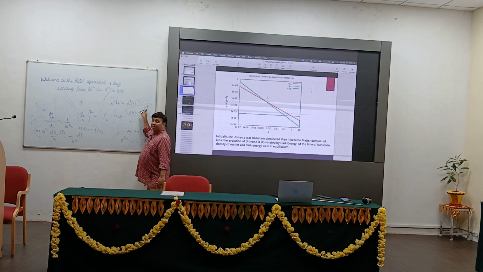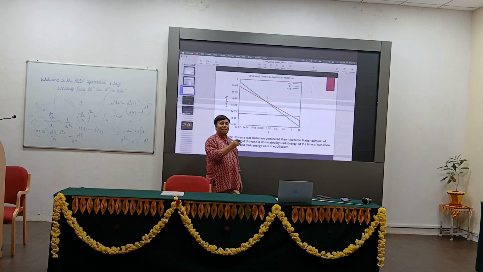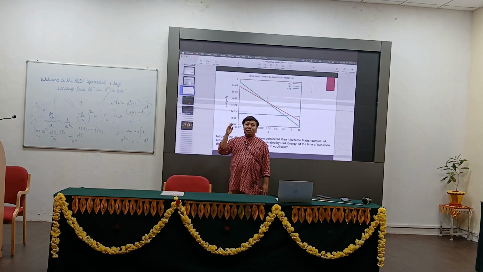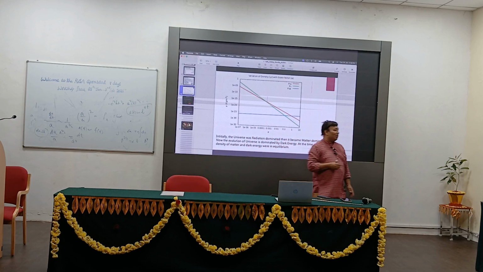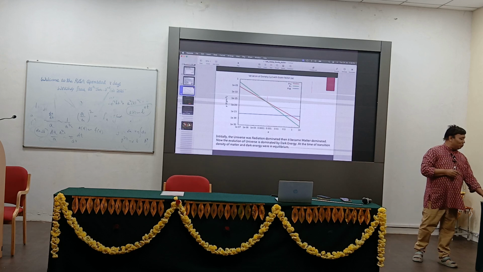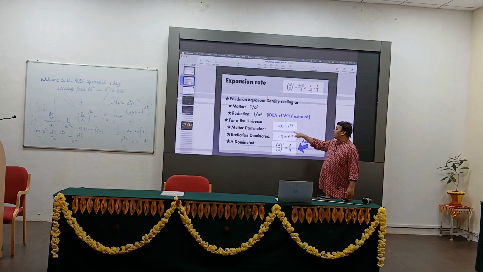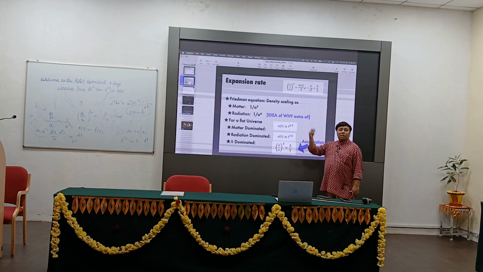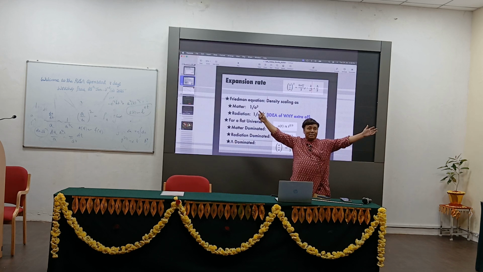So it's an exponential. So which one is faster: dark energy expansion, or radiation, or matter? What was the solution you got? T to the power 2 by 3 for matter. For radiation, t to the power half. And now for dark energy, exponential. Which one is faster? Exponential is much faster. That's why when you put in dark energy, the universe expands much faster. Got it?